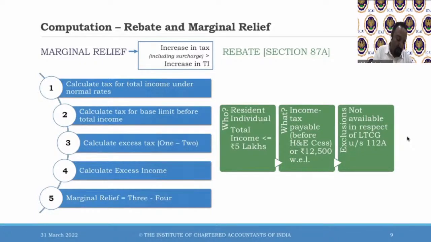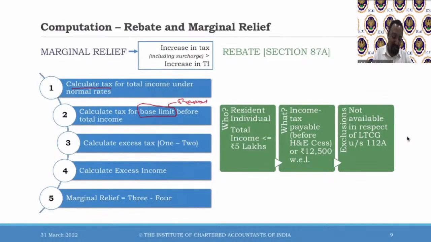The first thing is to calculate tax for total income under normal rates, whatever the regular rate is. Then calculate tax for the base limit. Let's say your income is 51 lakhs. Your base limit becomes 50 lakhs, because up to 50 lakhs there is no surcharge. So if your income is 51 lakhs, you calculate tax for 50 lakhs. If your income is 1 crore 1 lakh, you calculate it for 1 crore. So you take the previous base limit just before your total income.